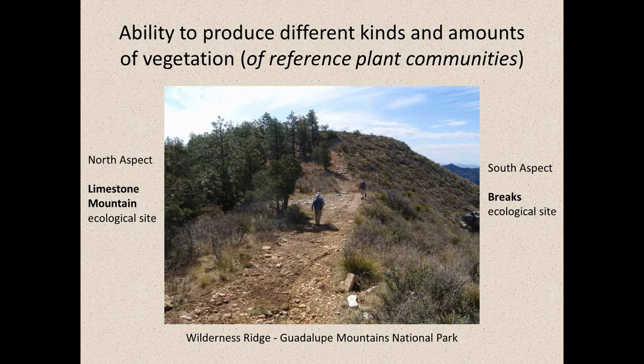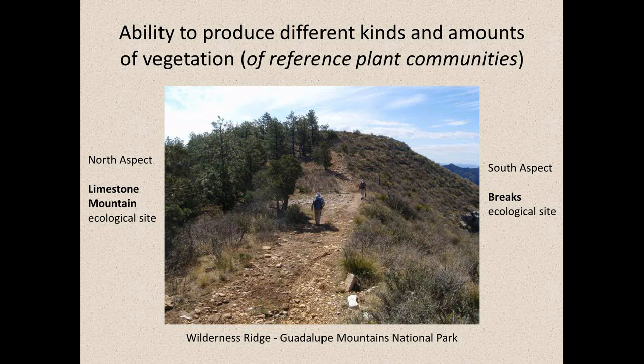So here's an example of two very different ecological sites. This is on Wilderness Ridge, Guadalupe Mountains National Park. And the title here is from the definition, its ability to produce different kinds and amounts of vegetation. What's important here are reference plant communities, also known as potential plant communities. Sometimes that can be difficult to discern, because you have to separate disturbances.